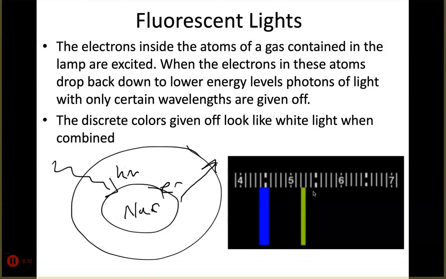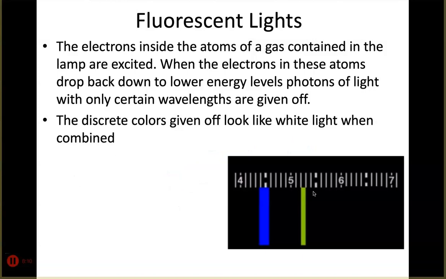Upon reaching that energy level, high energy, the universe does not like high energy. What will happen is that electron will jump back down. While jumping back down, it will emit a new frequency of light. And I'm, again, abbreviating that with h nu. What this will do is give us discrete energy levels.